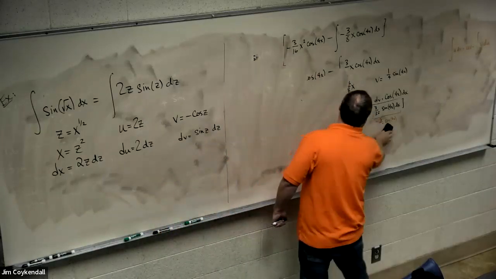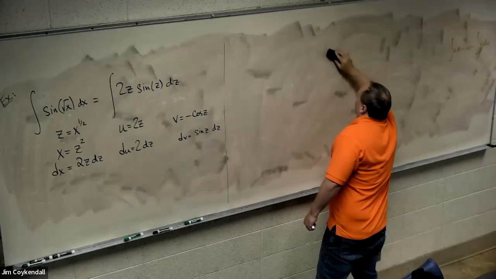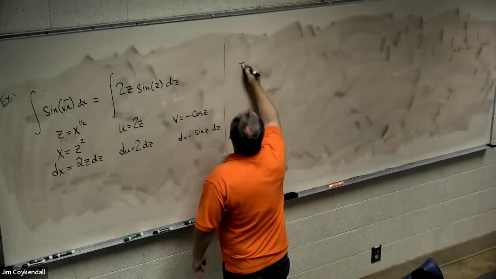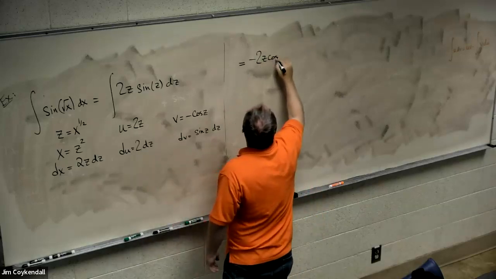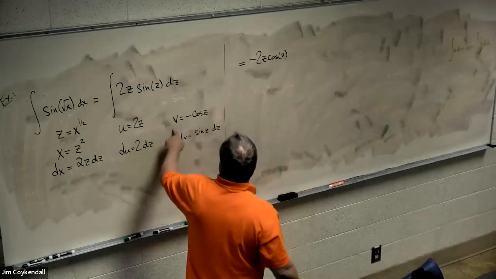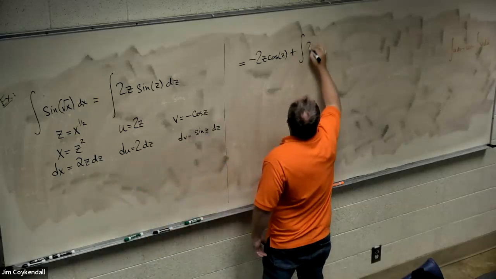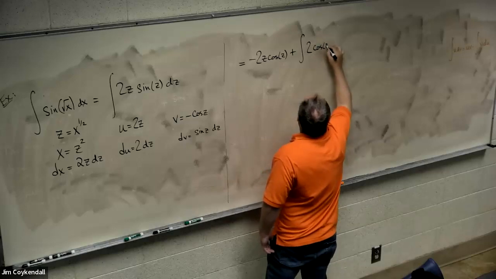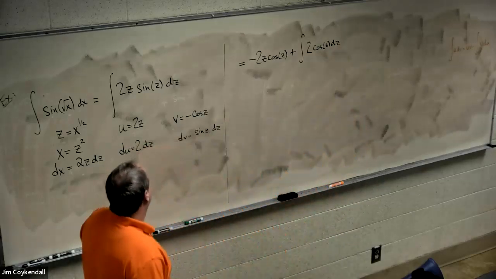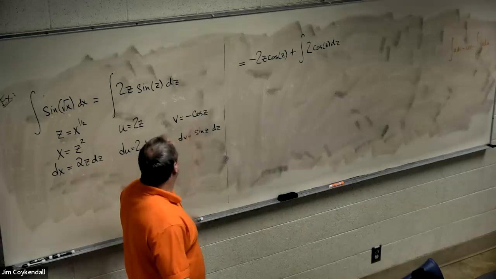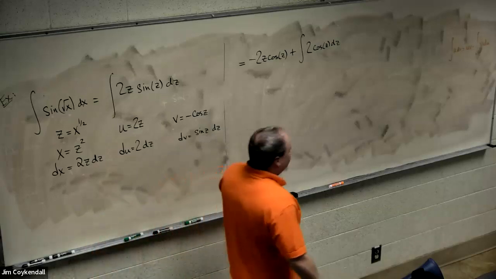So the parts formula is the following. Minus 2z cosine z, and then plus 2 cosine z, because it's minus minus. And this one, I can get.